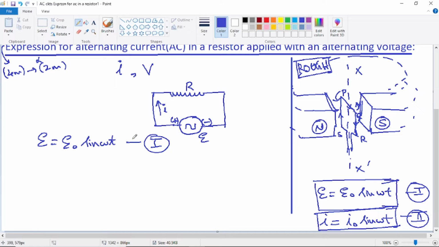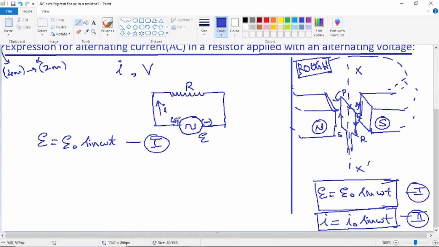AC generator: construction, working and theory. Whatever things we are just assuming have to be kept in brackets. Even this current also should be kept in brackets. Because the figure has already become congested, I don't want to keep it there. In the end I'll put this in brackets using a different color, so that the actual diagram will not be disturbed.